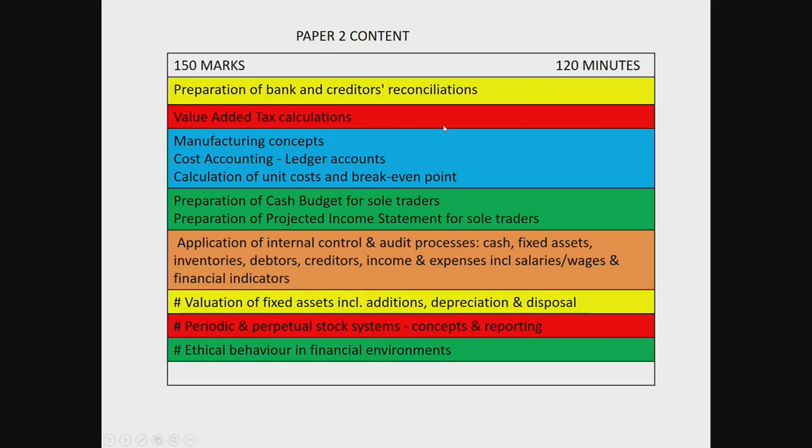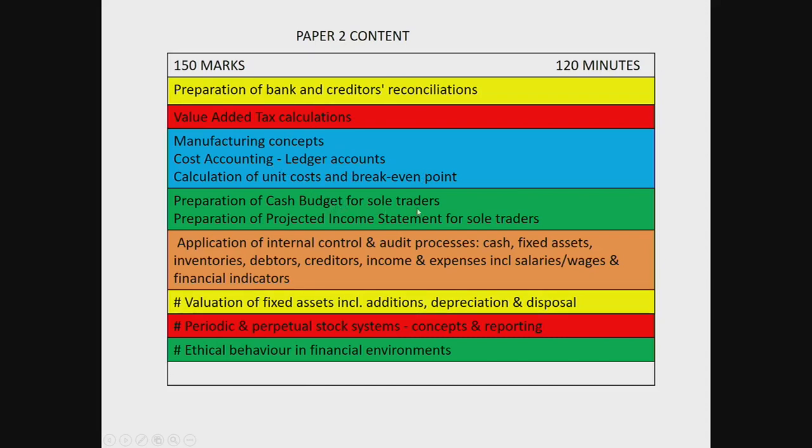Okay. Then we did manufacturing. We had raw material stock. We had work in progress. We had finished goods. We had to determine the direct labor, the direct material. That's all got to do with cost accounting. Then there was calculations of the unit cost, and also we had to calculate the break-even point. Make sure you know the formula for the break-even point, and also you need to know how to comment on the break-even point and the level of production. That will be your manufacturing.